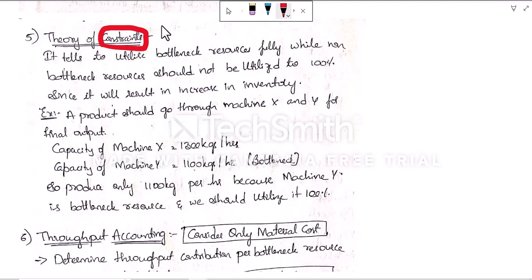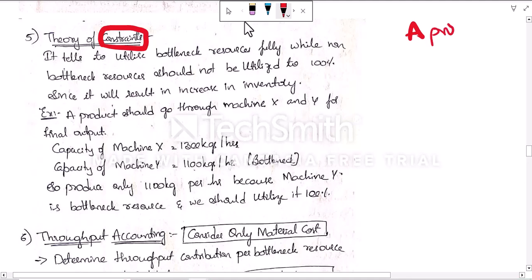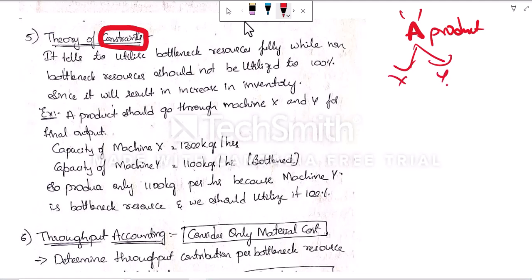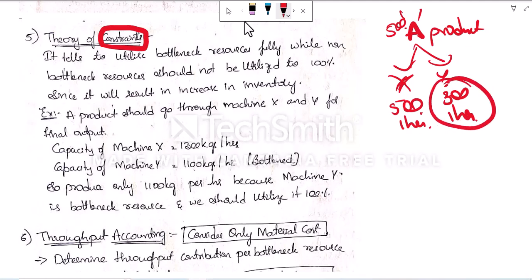So what will be the obstruction in the business? Bottleneck products, means some machines. See, we need to produce a product. Product name is A. For this product, we need 2 machines X and Y. We need 500 units of product A. So X can produce 500 units in 1 hour, but Y can produce only 300 in 1 hour. Means it is obstructing us not to do our work properly. This is the bottleneck product.